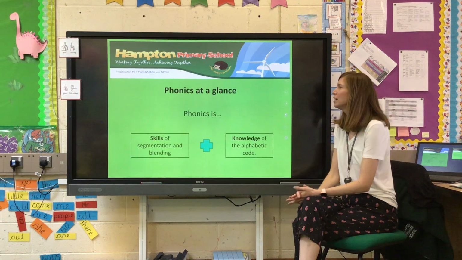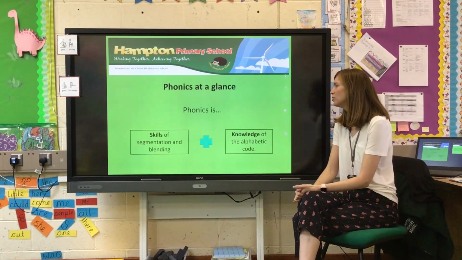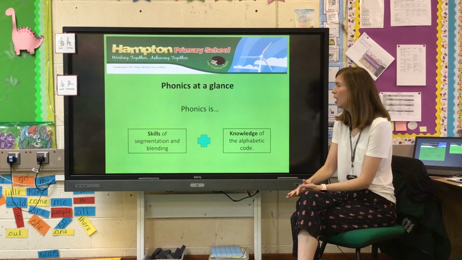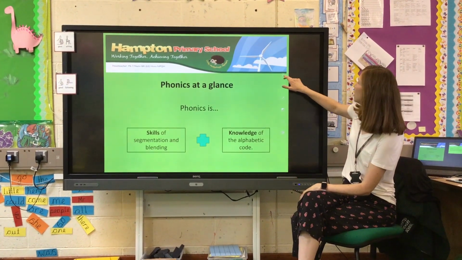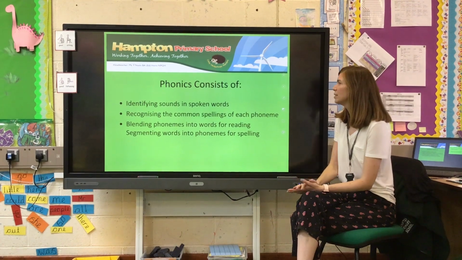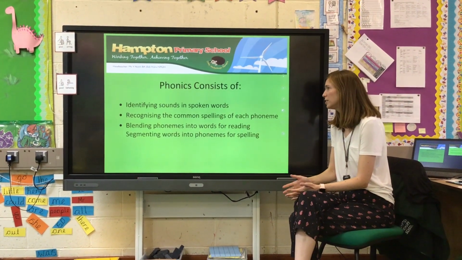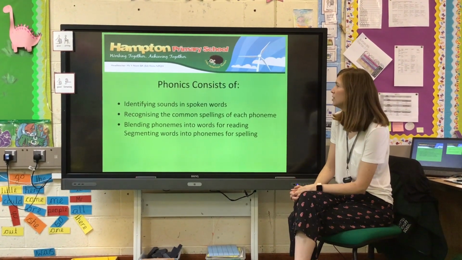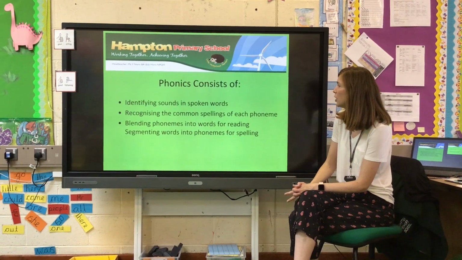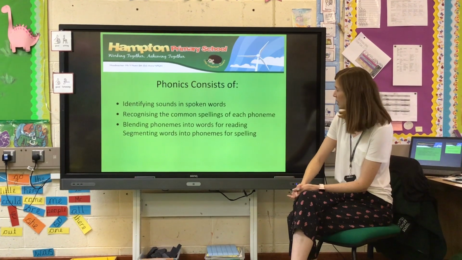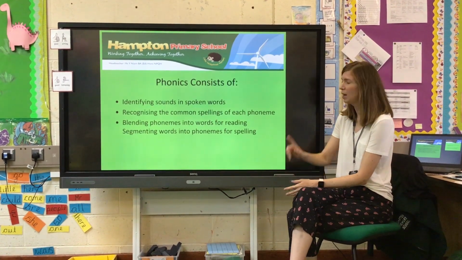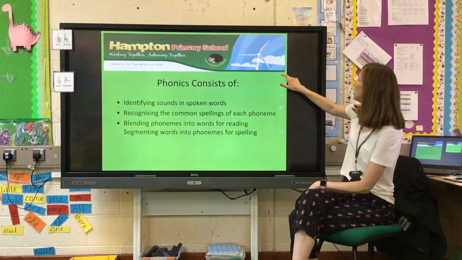So what is phonics? Phonics is the skills of segmentation and blending of words and the knowledge of the alphabetic code. It consists of identifying sounds in spoken words, recognising the common spellings of each phoneme, and blending phonemes into words for reading and segmenting words into phonemes for spelling. So I'll have a little go at showing you what that is.